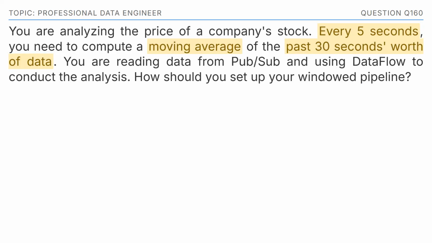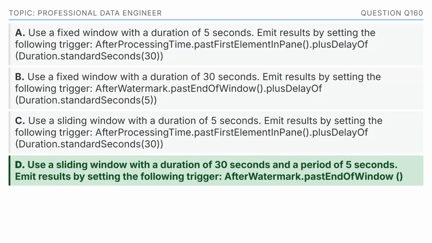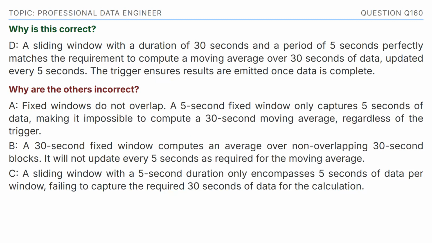To arrive at the correct answer, we focus on the keywords: every 5 seconds, moving average, past 30 seconds worth of data. The correct answer is option D. Use a sliding window with a duration of 30 seconds and a period of 5 seconds. Emit results by setting the following trigger: AfterWatermark.pastEndOfWindow. Why is this correct?